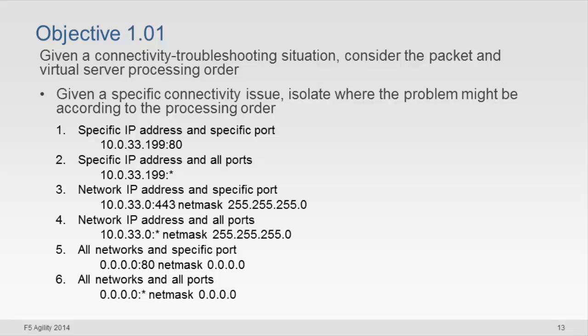If you look up into this list, in this example we have a 10.0.33.199 virtual server listening on port 80. We have that same IP address defined listening on all ports, or a splat. We have a network listener on 10.0.33.0 listening on a 24-bit mask on only port 443.